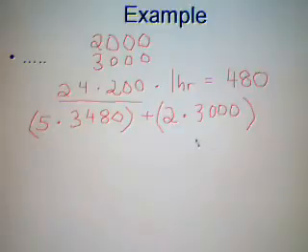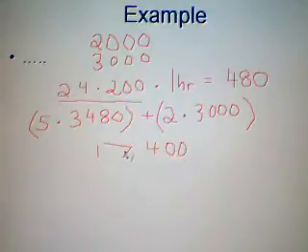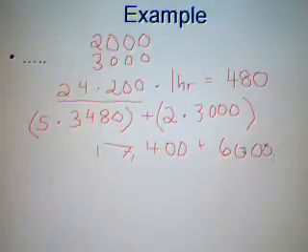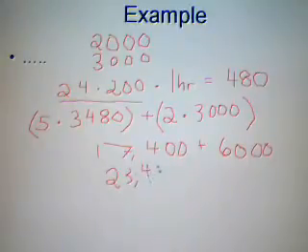So the total number is 17,400. That's the 5 times 3480 plus 6,000. So you get a total of 23,400.